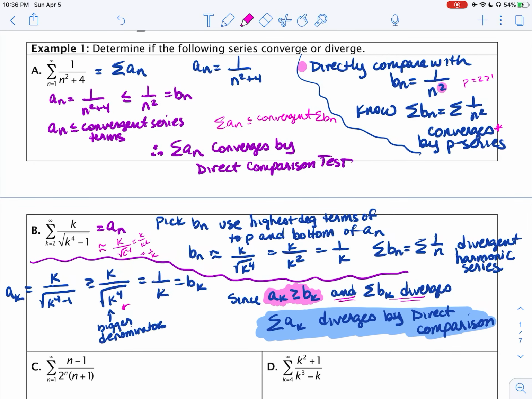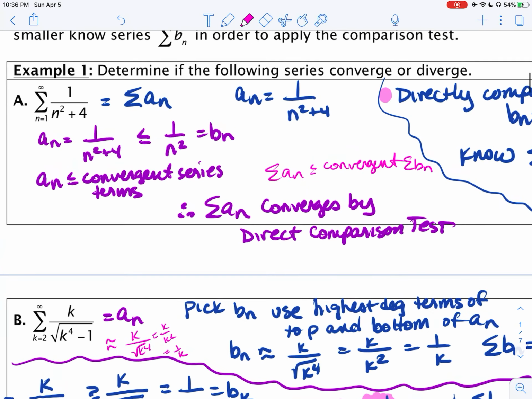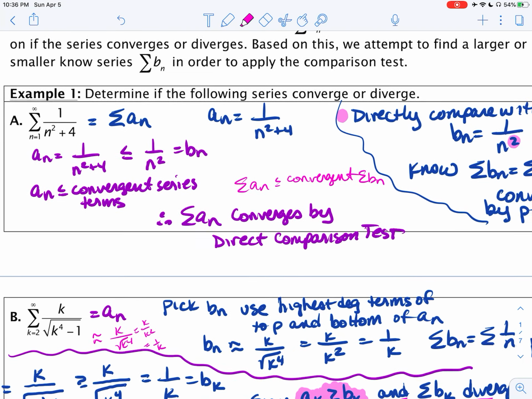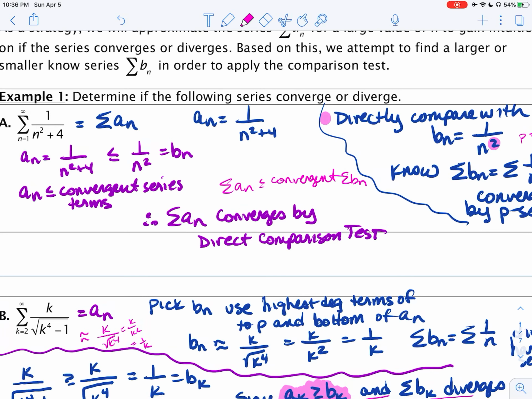In example number 1, we've got the sum of 1 over n squared plus 4, and that is my series. That's the series I need to determine the convergence or divergence of. What am I going to compare it to? We always want to compare it to a p-series that has the same magnitude or the same degree in the denominator.